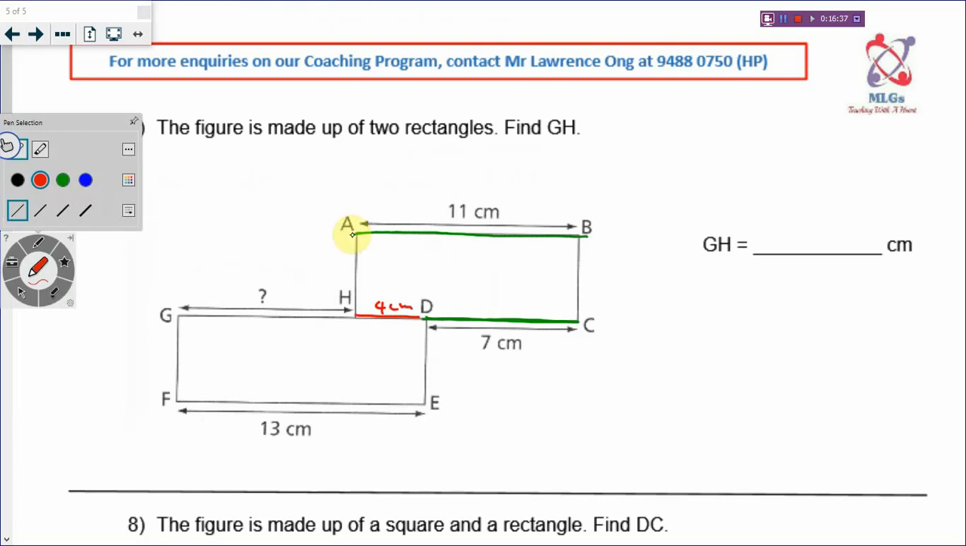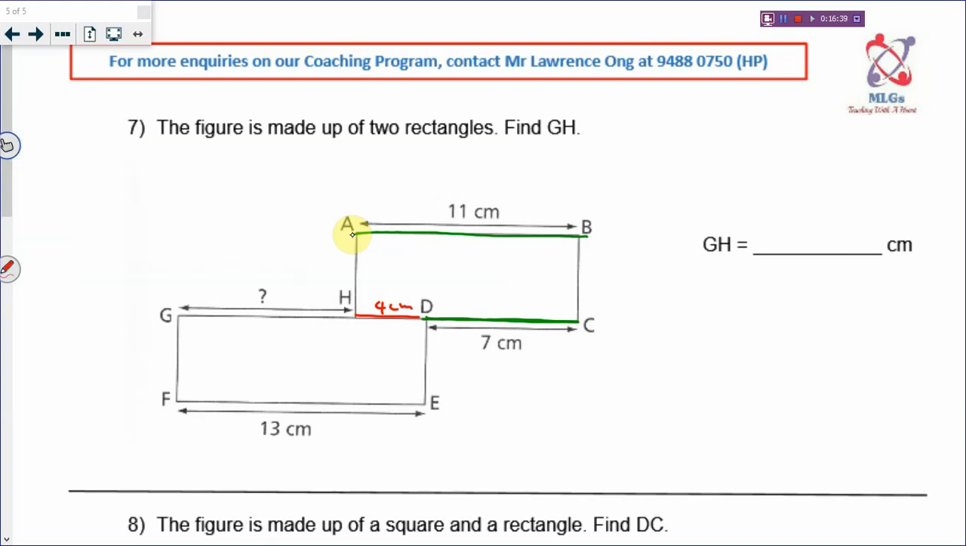All right, then can you look at the other rectangle, which is FE, right? How long is the FE? That is 13. So 13 minus 4, that's how you get 9. So your GH is 9. Why? Because opposite sides are equal. So 9 plus 4 is 13, and it has to be the same as the opposite side, which is also 13. Right? So your GH is 9 cm.